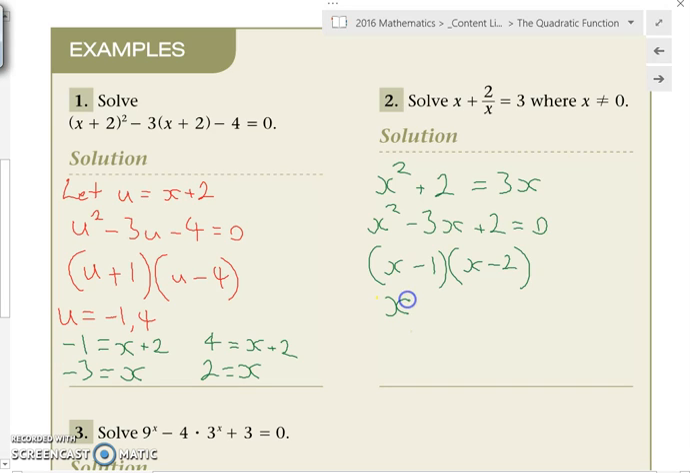Okay, so what are my values of x? 1 and 2. Okay. Do we need to do anything else? All right, so that one's solved. Do we have to do anything else? Nah, because we found x. We were solving for x, and we found what x was. Cool. Then there's one more.